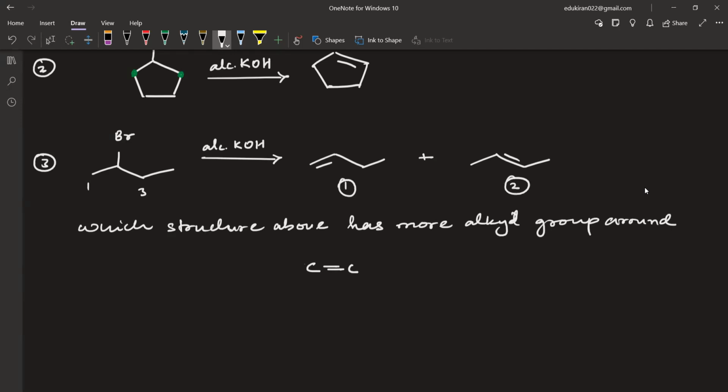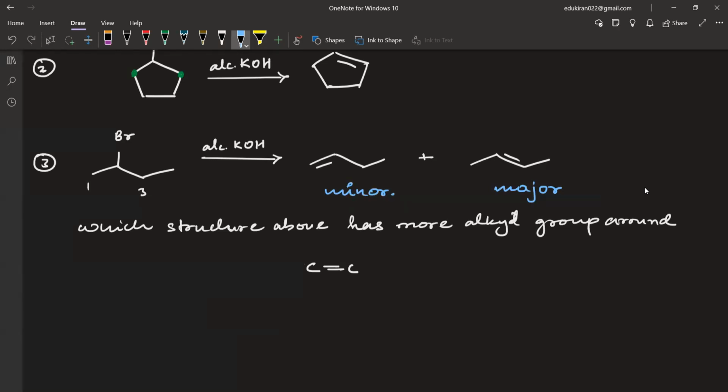Second. दिख रहा है साफ? Yes or no? Yes. Okay. Now these alkenes are more stable. Okay, this is more stable, and that is why it will be the major product, and this will be the minor product.